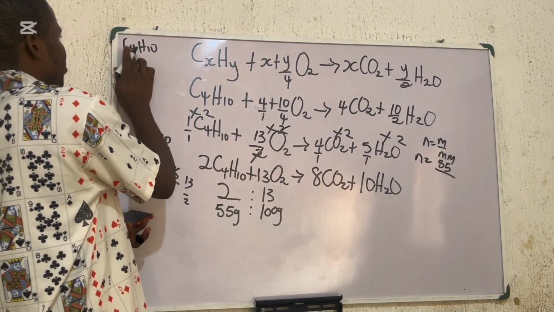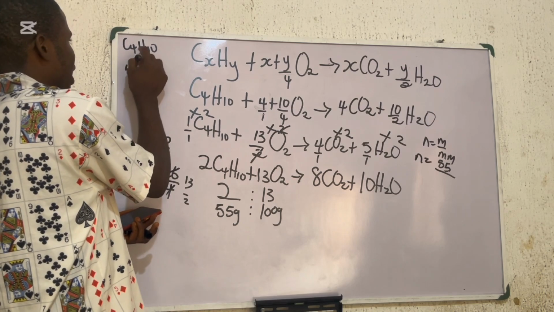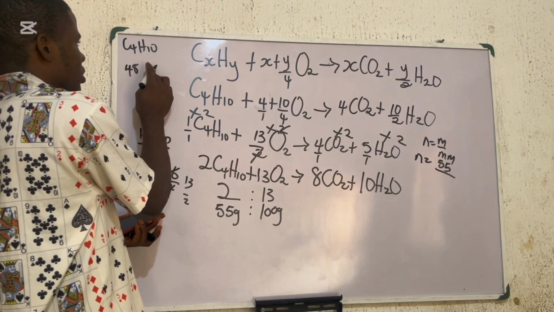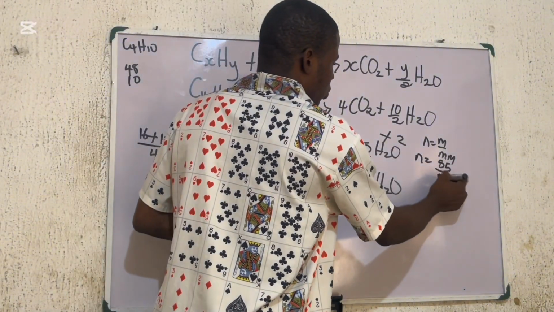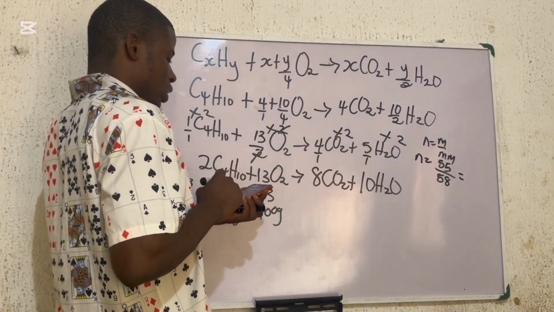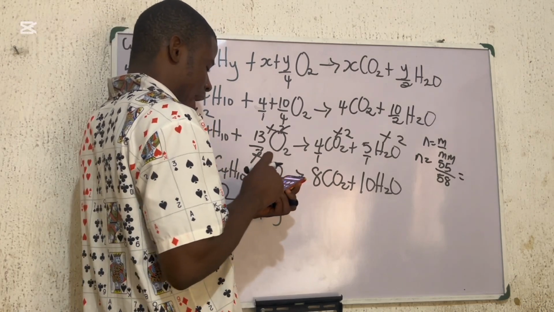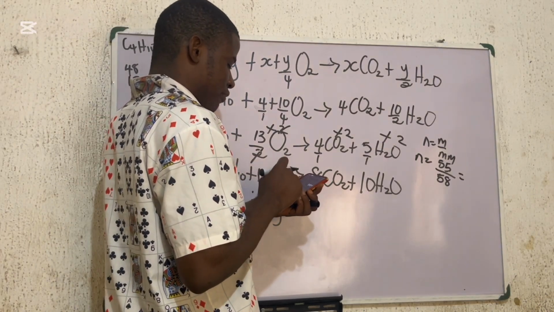Now, carbon, its mass number is 12, right? 12 times 4 is 48. Hydrogen is 1. 10 times 1 is 10. 10 plus 48 is 58. So we have that the number of moles of butane is actually 55 divided by 58.